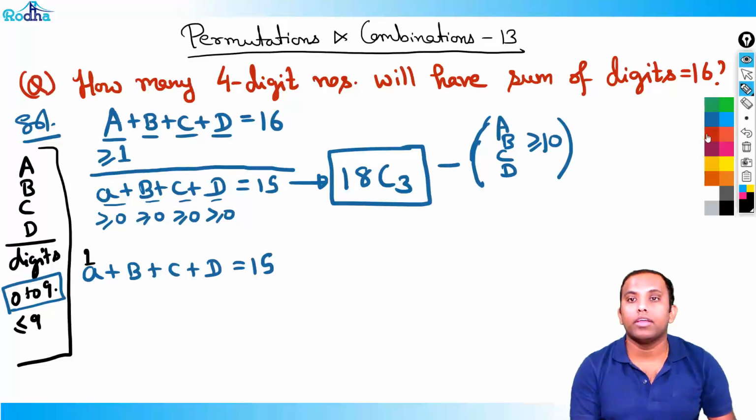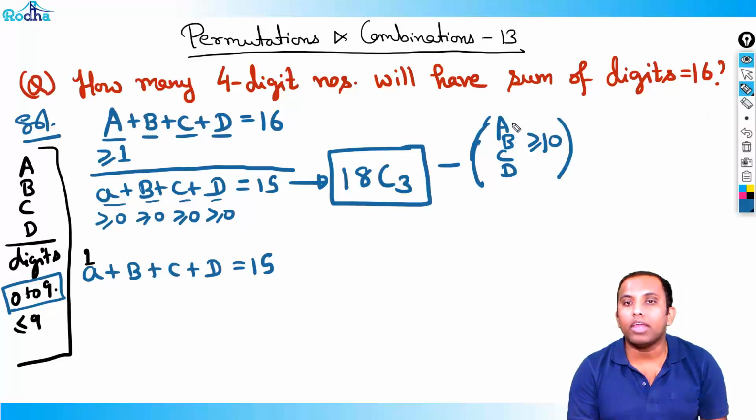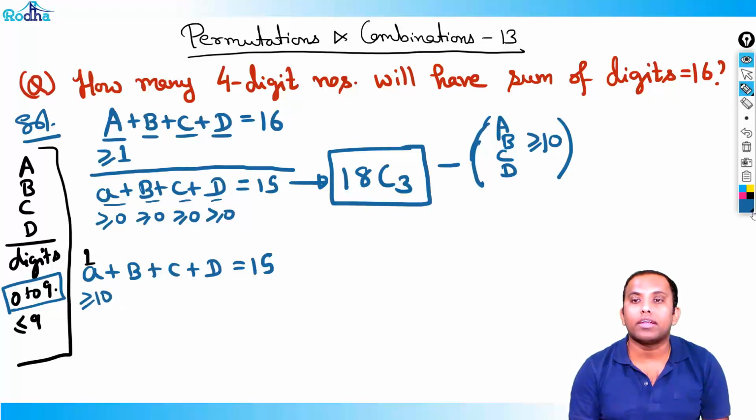Now I'm subtracting all the cases. What is the difference between this question and the last question? When I subtract the cases here, I have to subtract all those cases where A is greater than or equal to 10. But I should not write 10 here. I should not write A greater than or equal to 10. Why? Because A has already 1. You have already given 1 to A.